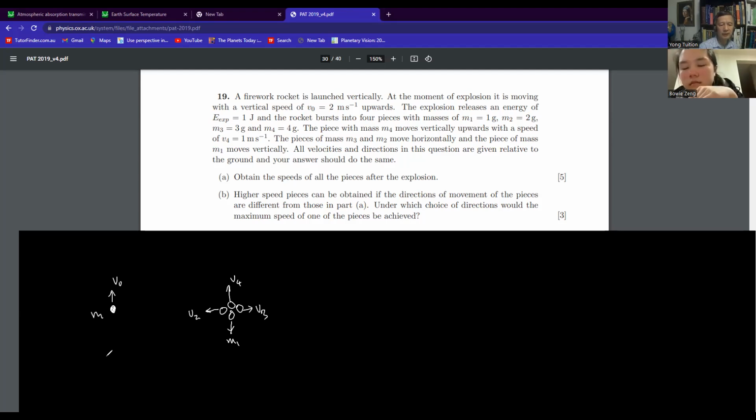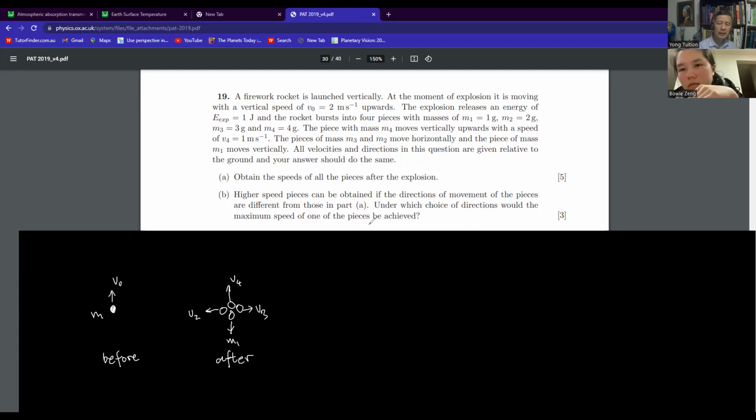That is a before and after. It's before the explosion and after the explosion. So when you encounter this question, you have to think whether we can apply the conservation law, because air friction is omitted, so therefore we can use both energy and momentum conservation. Now, let's consider what higher speed can be obtained if the direction of movement of pieces are different from those in part A. Under which choice of direction would the maximum speed of one of the pieces be achieved?